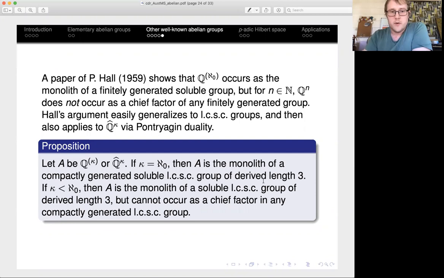This summarizes what we get. It's definitely a monolith of something, but if we want it to be compactly generated, then we have to take kappa equals L(f)0. We can't have finitely many copies of Q.